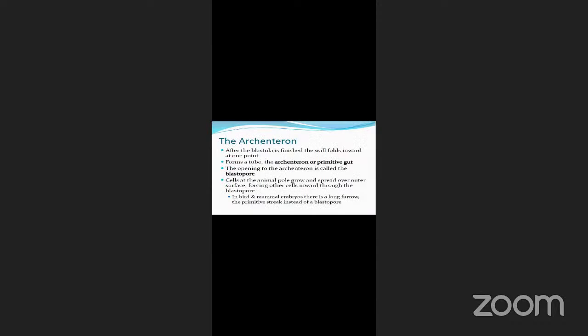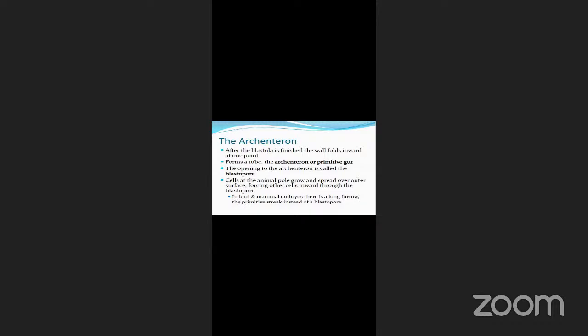After the blastula is finished, the wall folds inward at one point and forms a tube-like structure, which is called the archenteron or primitive gut. And the opening of the archenteron is called the blastopore.